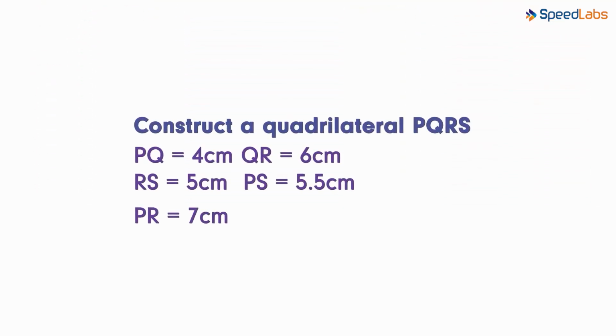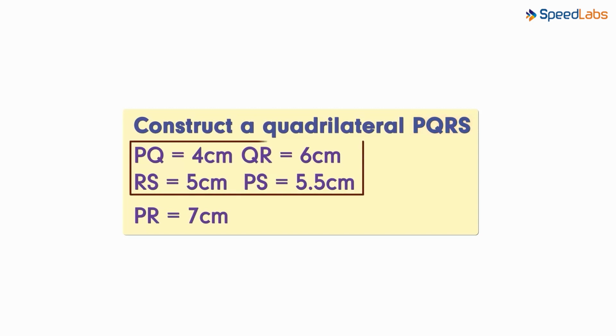So let's take an example. Pause the video and go through it first. Understand the question first. We have to construct this quadrilateral. Could you tell me what these four lengths are? Yes, they are the sides of the quadrilateral. And this one's the diagonal's length.